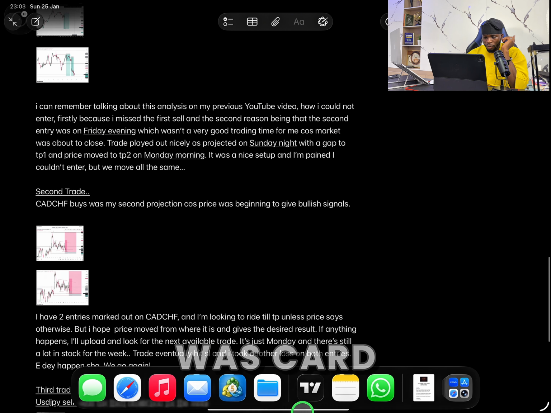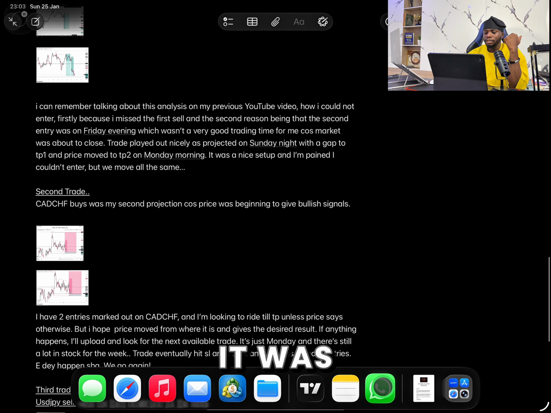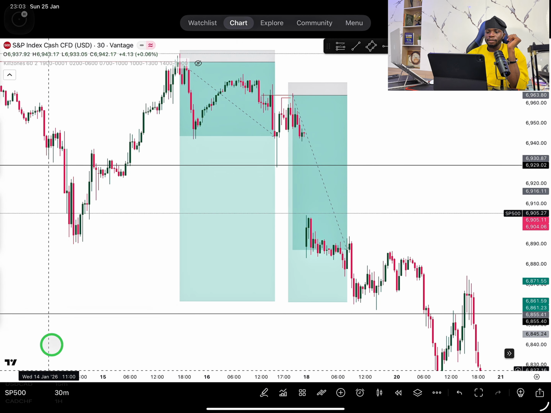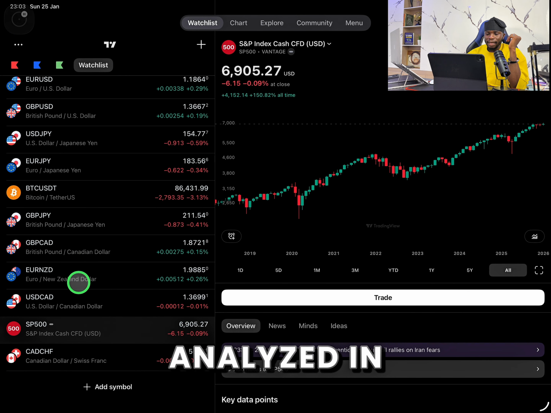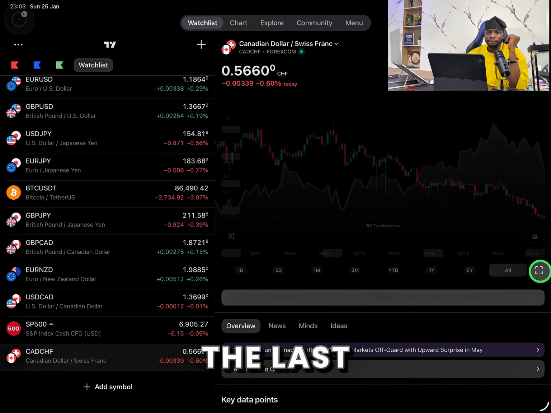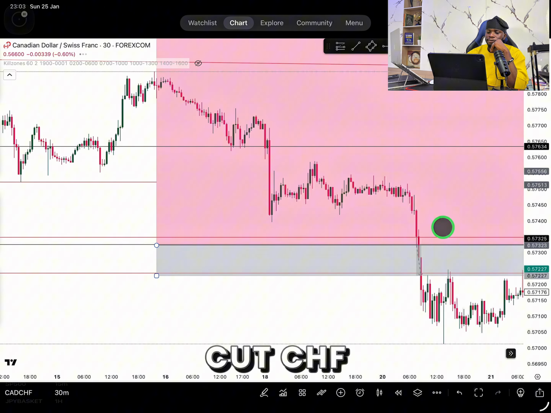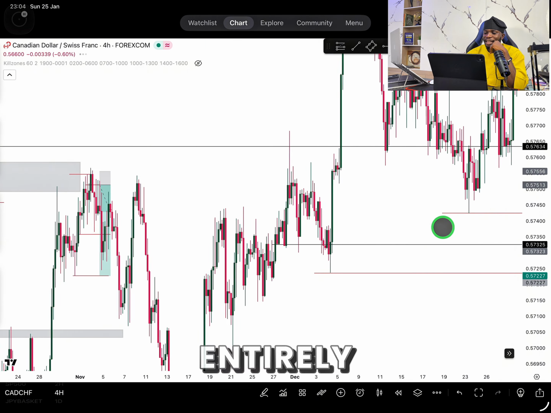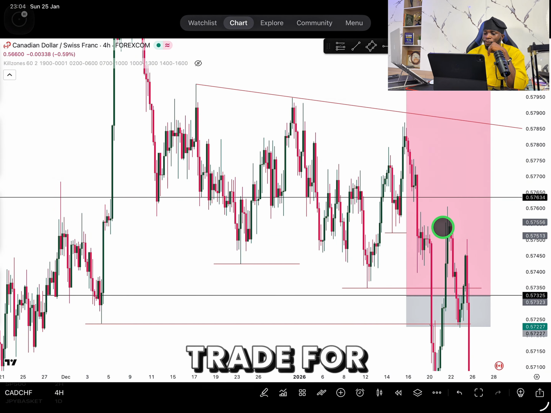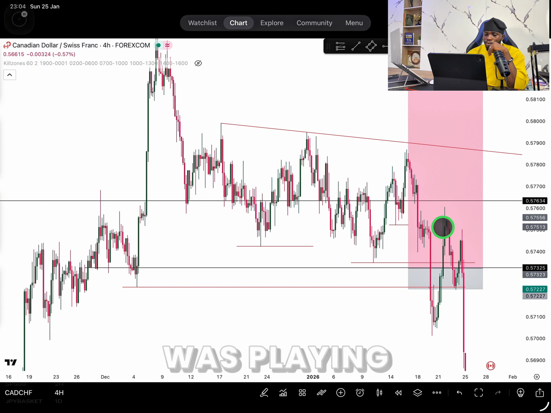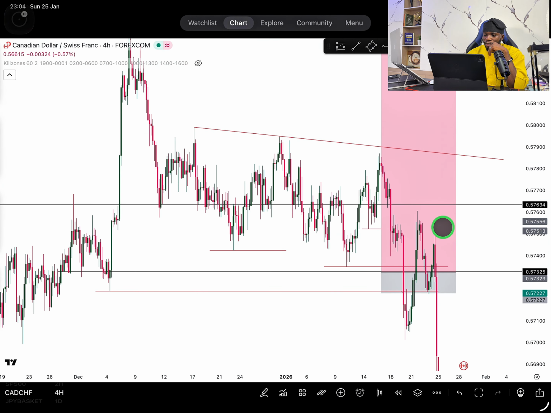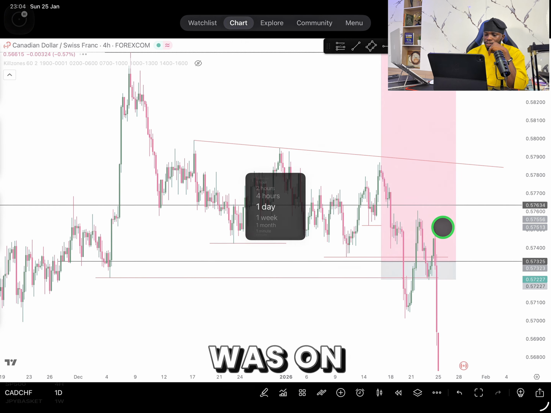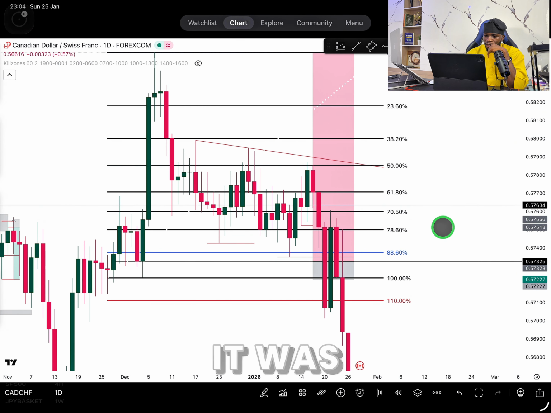Second trade was CAD CHF. And yes, it was the same trade I analyzed in the last video, CAD CHF. But that one went another way entirely. I remember this trade for 2 whole days was playing around entry. I remember the entry was on the daily time frame. It was somewhere around here.